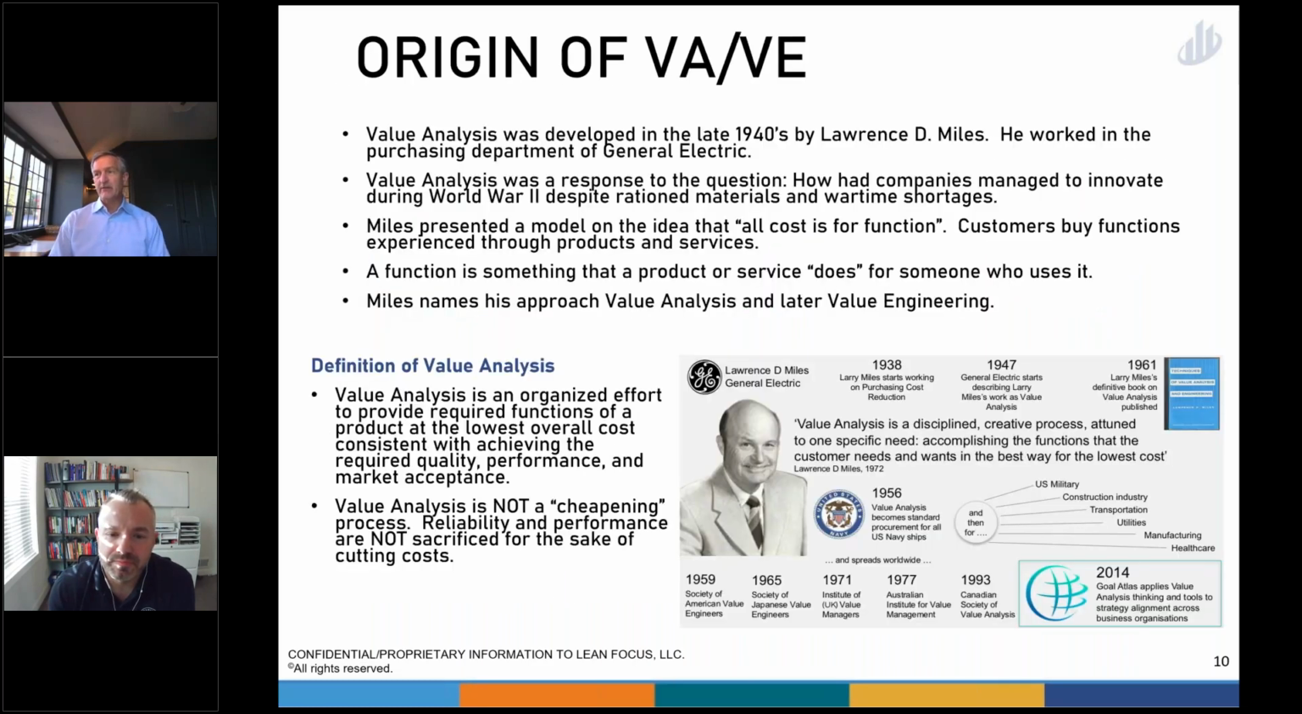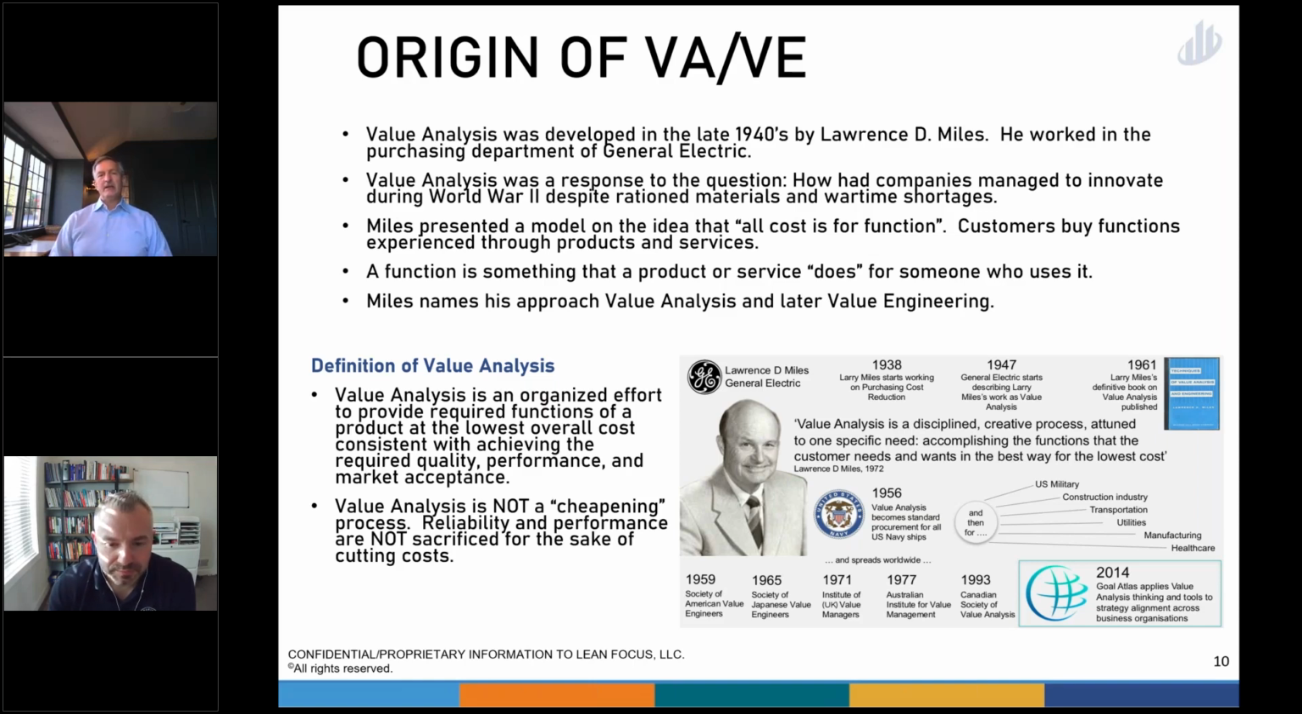So just a little bit of background. Value analysis was developed in the late 40s by Lawrence Miles at GE. He was in procurement at GE. And he really presented this model that all cost is for function. And customers buy things for the experiences they're going to get through those products and services. So he first called his approach value analysis. It was later called value engineering at GE.